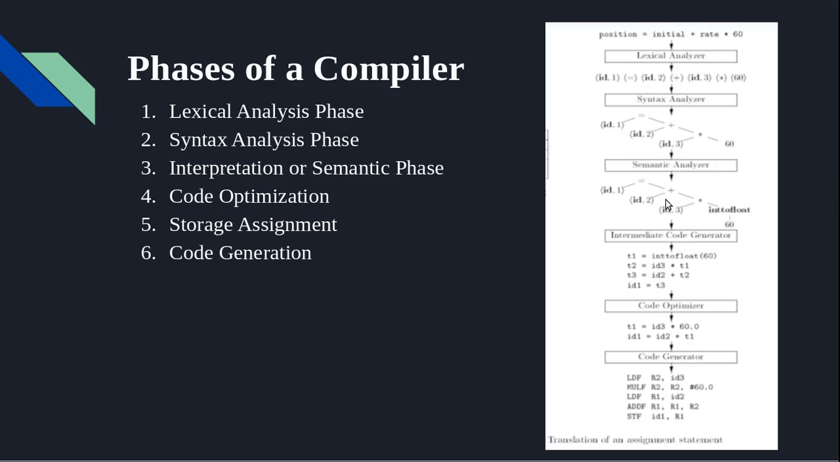Okay, so here we have an example. In this, as I told you, we have three variables: position, initial and rate. Suppose these identifiers are of type float, but the 60 is of type integer. In order to perform the arithmetic operation, we need 60 also in float format, right? So the semantic analyzer will automatically typecast 60 into type float in this third phase, so that we can easily perform id1 equal to id2 plus id3 star 60.